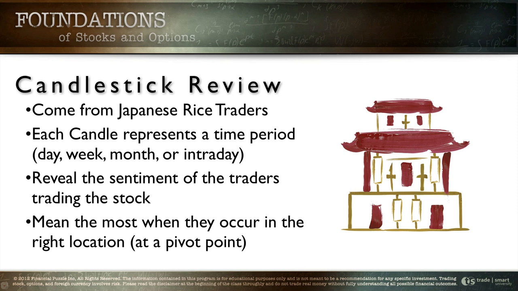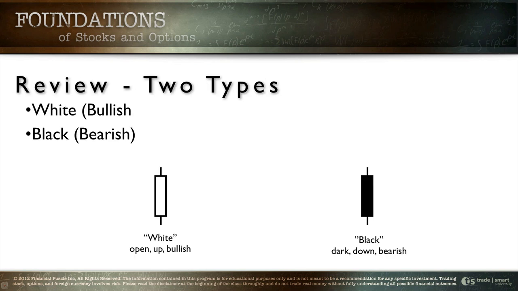So when we look at a candlestick, we see how the traders are trading or what they're looking at. Let me say that a little bit better. When we look at a candlestick, we see the price action, the open, high, low, and close, and based on the formation of the candle, we get an idea of how the traders are feeling about that particular trade. Candlesticks mean the most when they occur in the right location, and we determined in the last class that that right location is, of course, a pivot area or a pivot point. It's either going to be a support or a resistance area, depending, of course, on which particular type of formation we're looking at.